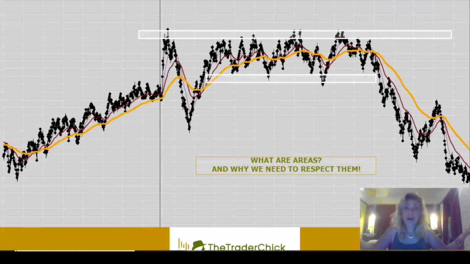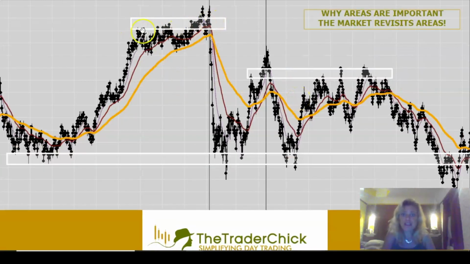All right, so what are areas and why do we need to respect them? Are you ready to learn? So, what are areas? Do you guys see this? Do you see these pivots? You see how they are hitting that same area over and over and over again? How about these? You see that? It's hitting that same area over and over again. What about all this? Look at all these areas. And do you guys see these big black lines? Those are day breaks. So do you know what happens? Look at this beautiful area right there. The market respects areas, and we have to respect them as well.